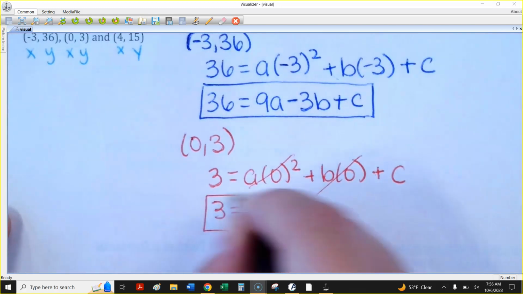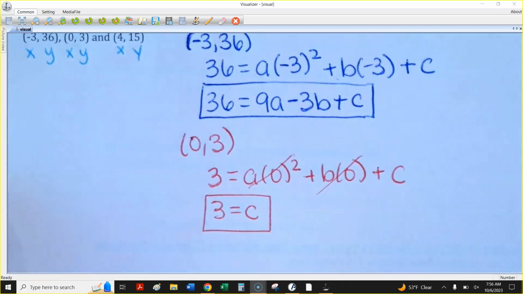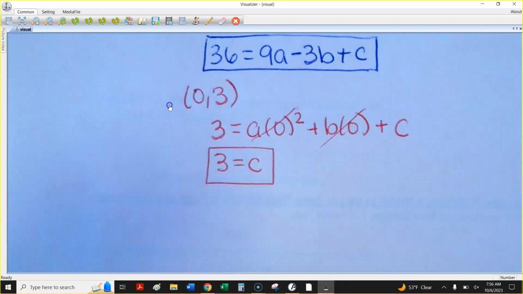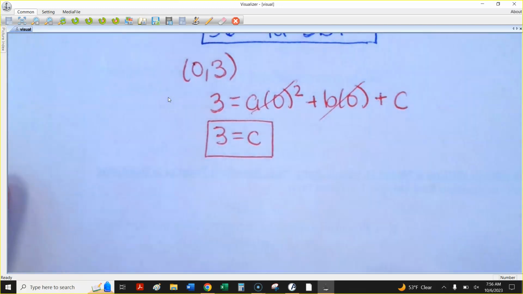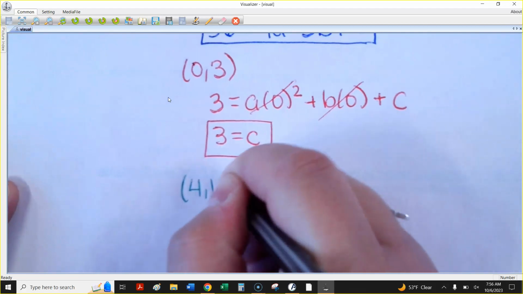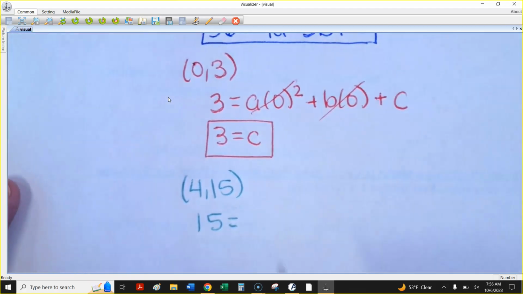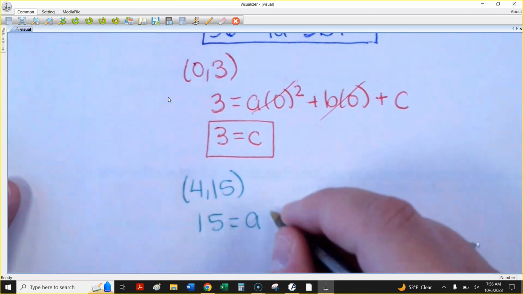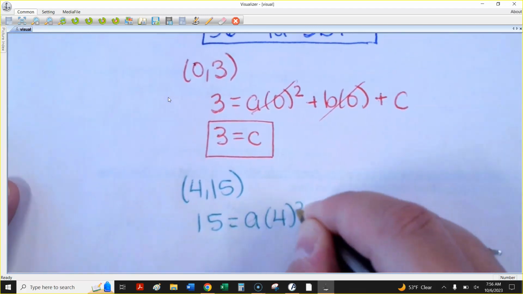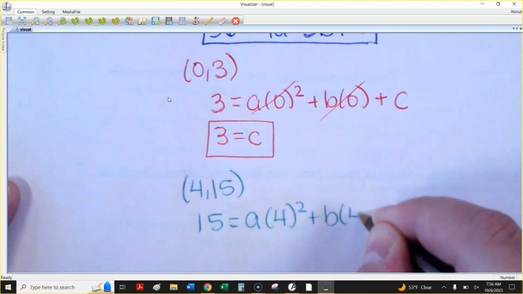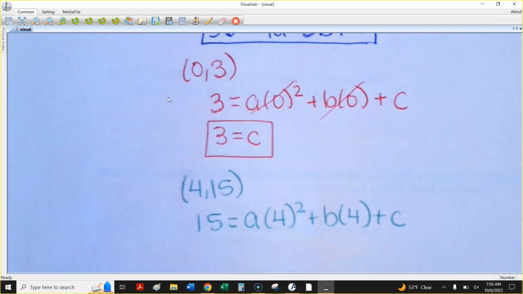All right, so grab a different color if you've got one. The last point they give me is (4, 15). Same process: y goes in place of y in your standard form, and everywhere I see an x, I'm going to put the 4 this time. So a times 4 squared, b times 4, and it'll always end with plus c.